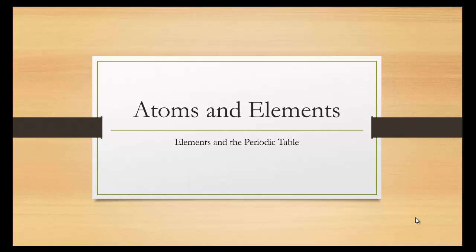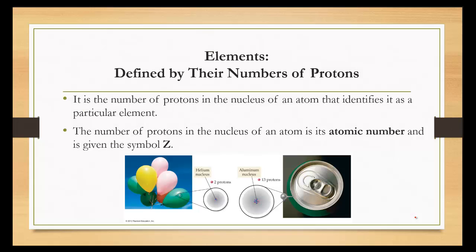In this tutorial, we will be discussing the elements in the periodic table. Elements are defined by the number of protons. It is the number of protons in the nucleus of an atom that identifies it as the particular element. The number of protons in the nucleus of the atom is given by the atomic number and a symbol Z.